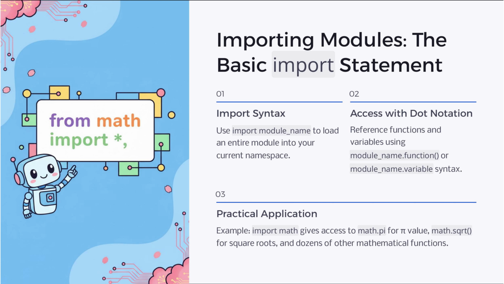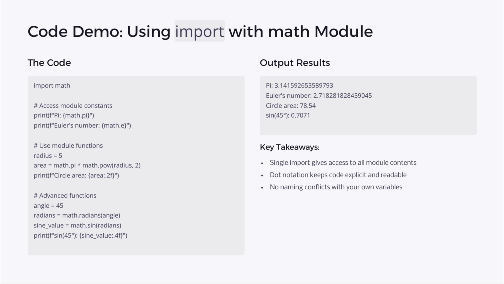mathematical operations. Using the math module, we can access constants like pi and Euler's number, calculate a circle's area with math.pi and math.pow, and convert angles to radians using math.radians for trigonometric functions like math.sin. This approach ensures explicit, readable code without naming conflicts, leveraging the full power of the module.